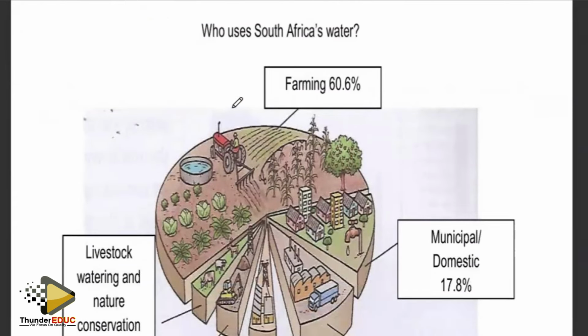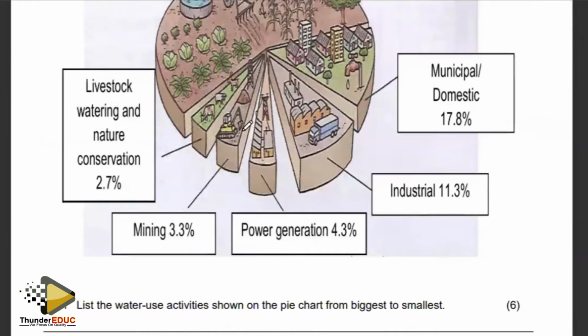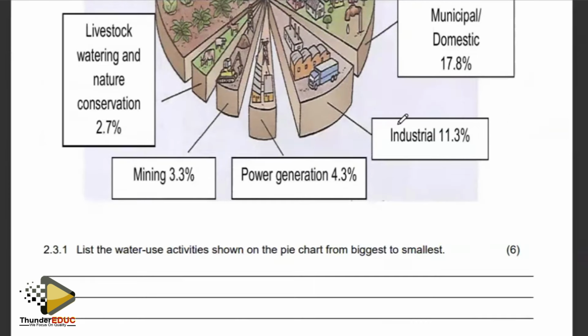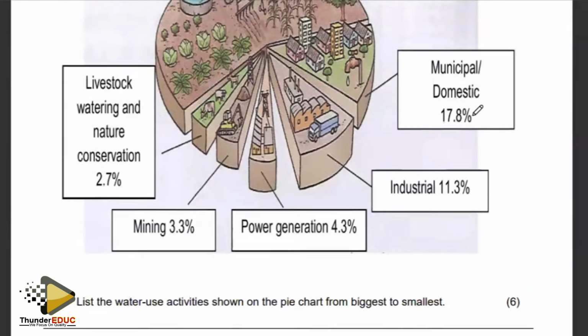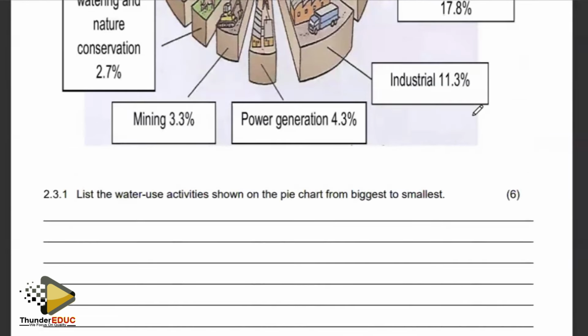Who uses South Africa's water? Right here we have a pie chart. We also have the key, the ones that you see. Under livestock watering and nature conservation, we have 2.7, mining 3.3%, power generation 4.3, industrialization 11.3, municipal or domestic 17.8. So here we have the water use.